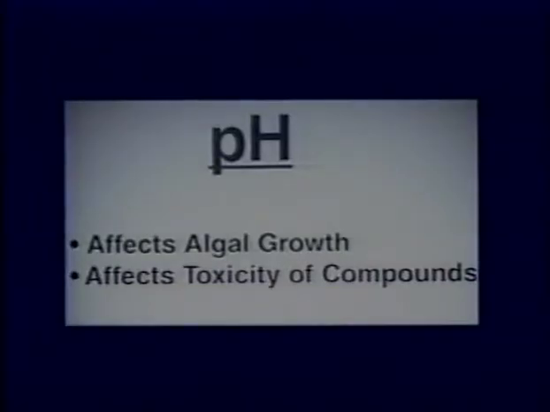The pH in a pond directly affects algae growth, which influences oxygen concentration and fish health. The pH also affects the toxicity of a number of naturally occurring compounds such as ammonia and hydrogen sulfide, and chemicals which are added to the pond for management purposes such as copper sulfate.